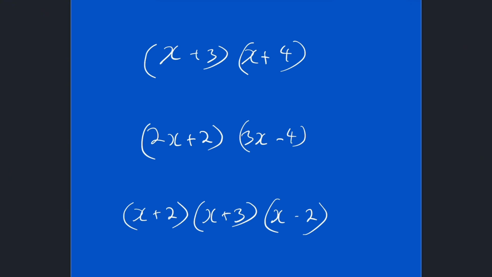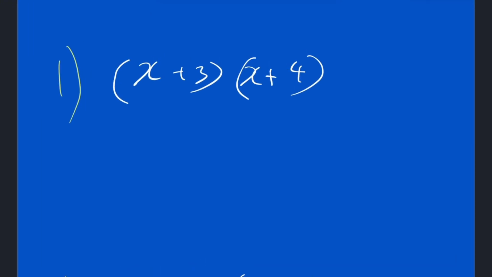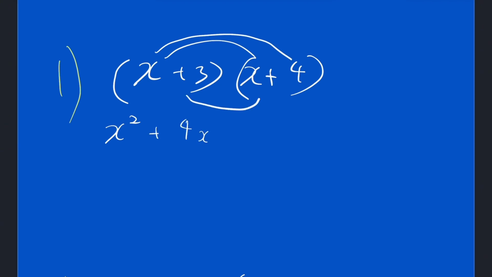I've got 3 questions here that I wanted to run through and just show you how to exactly go from factorized to expanded. So let's look at this one here real quick. So this one, the way we expand is we do this times this, this times this, this times this, and this times this, okay? Let's do it step by step. X times x is x squared. X times 4 will be plus 4x. 3 times x is going to be plus 3x. And then 3 times 4 is going to be plus 12.